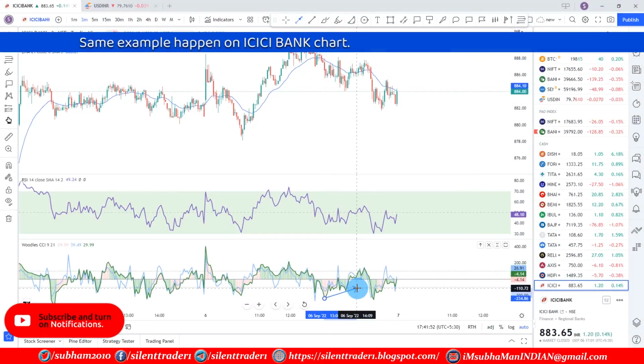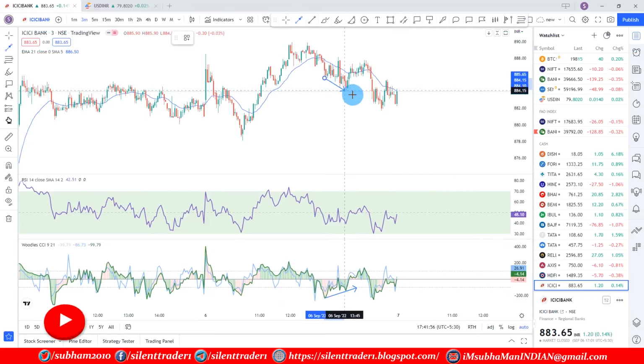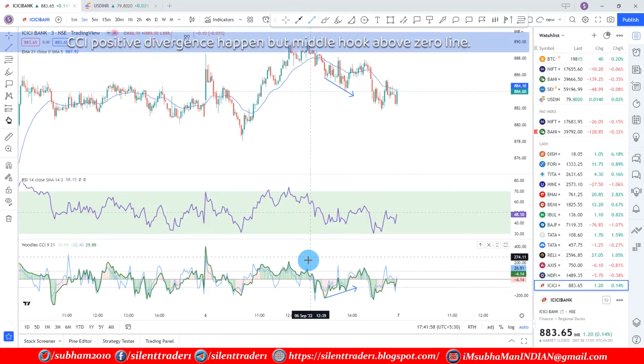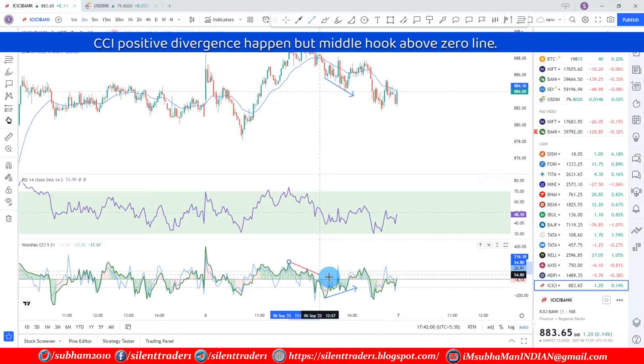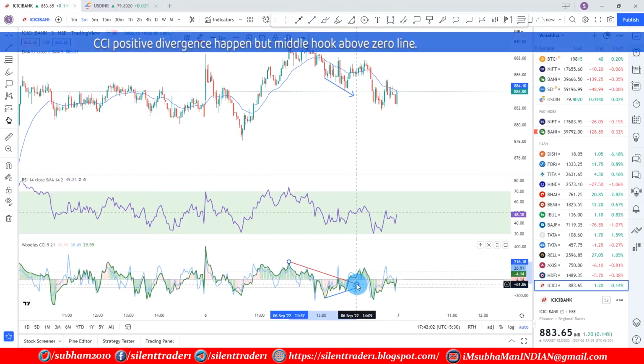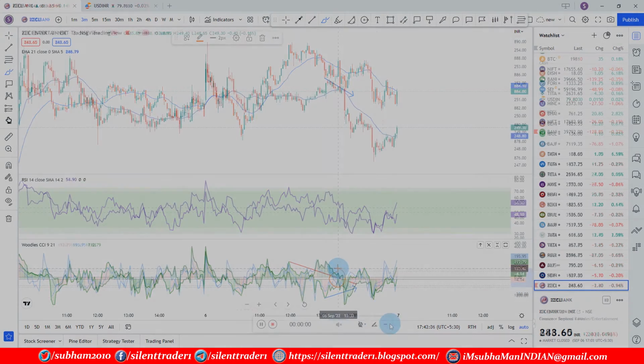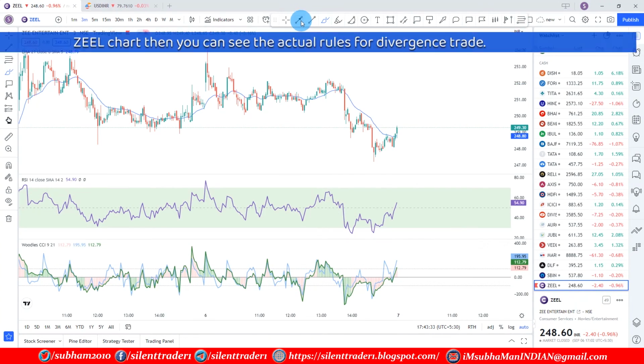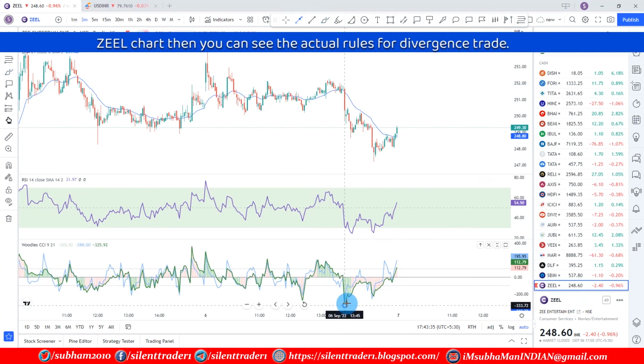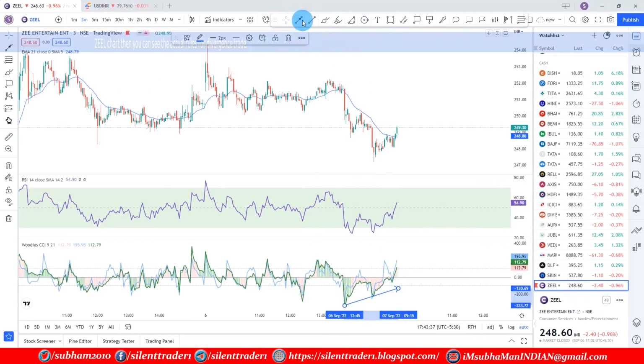The same example happened on the ICICI Bank chart. Look at the chart carefully. CCI positive divergence happened, but the middle hook is above the zero line. So it fails the divergence rules. No trade. If you look at the ZEEL chart, then you can see the actual rules for divergence trade.